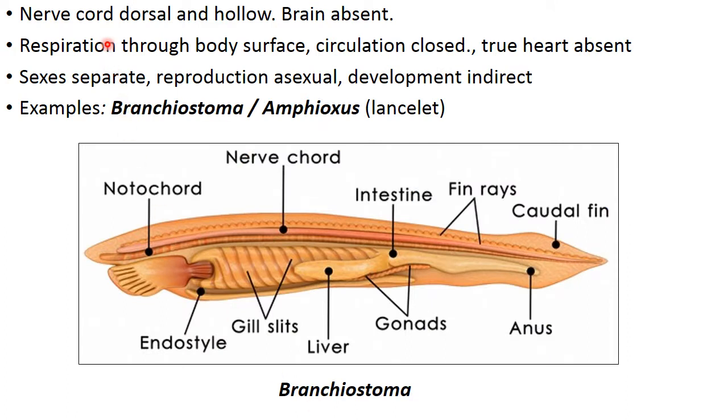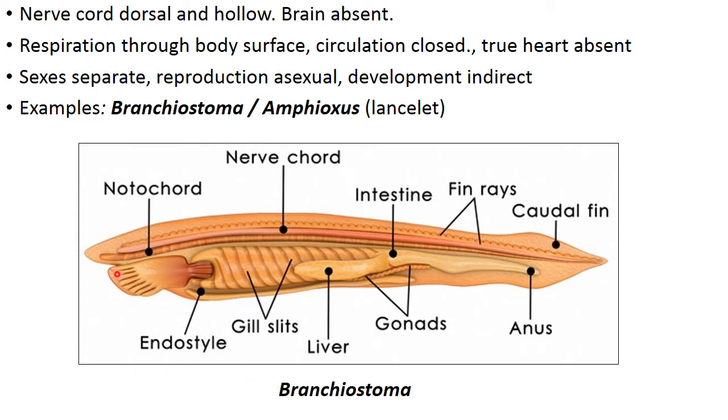Now you will find that the nerve cord is dorsal and hollow, but the brain is absent. Respiration is through body surface, circulation is closed, true heart is absent. Sexes are separate, reproduction is sexual and development is indirect. Examples you have is Branchiostoma, which is also called Amphioxus, commonly lancelet, because it has a blade-like structure. So this is a Branchiostoma that we have shown.